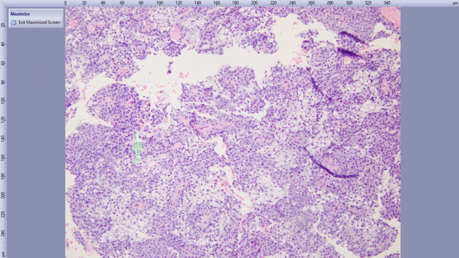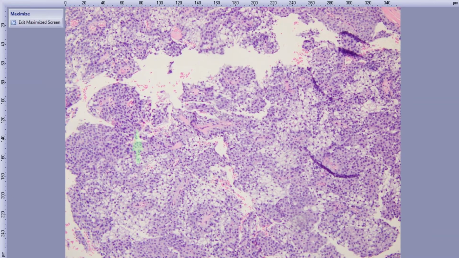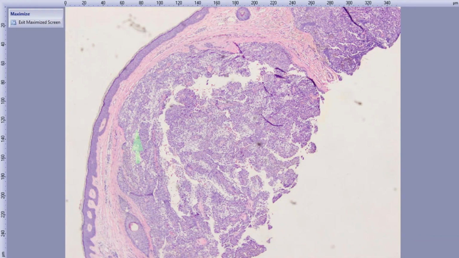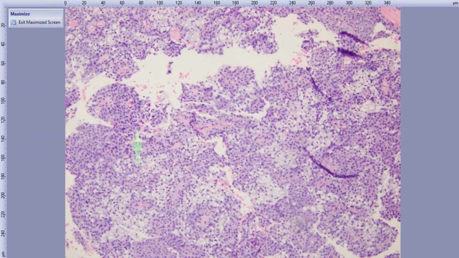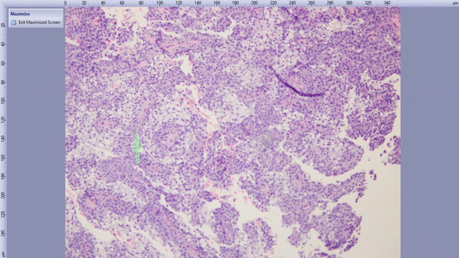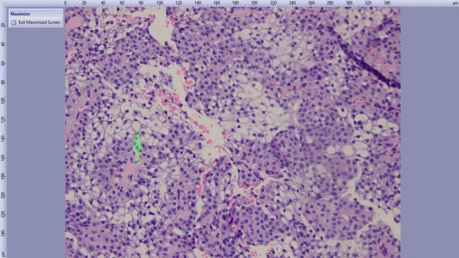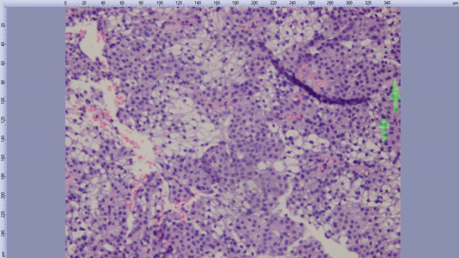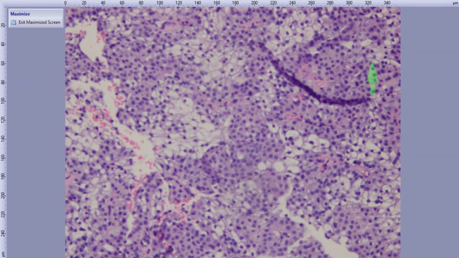I would probably subcategorize this as a clear cell hidradenoma because the clear cells tend to predominate in this one. Let me go into higher power and see the clear cells there. If these other cells here predominated and took over, I'd probably call that a nodular hidradenoma. Or if we had this predominating, but with a lot of larger cystic spaces, we would call that a solid cystic hidradenoma.